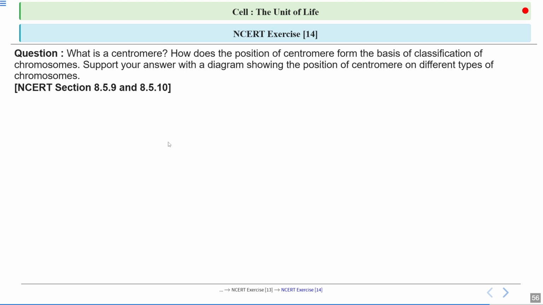Now, next question. What is the centromere? And how does the position of the centromere form the basis of classification of chromosomes? You have to support your answer with a diagram showing the position of the centromere on different types of chromosomes. So let's have a look at the answer.